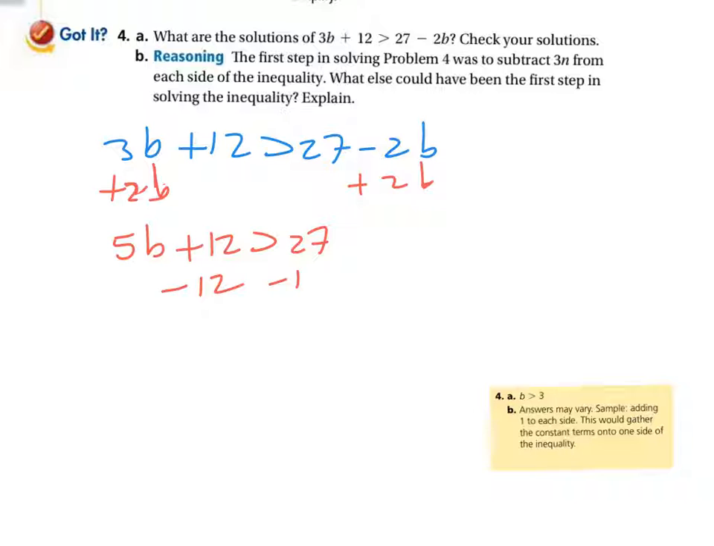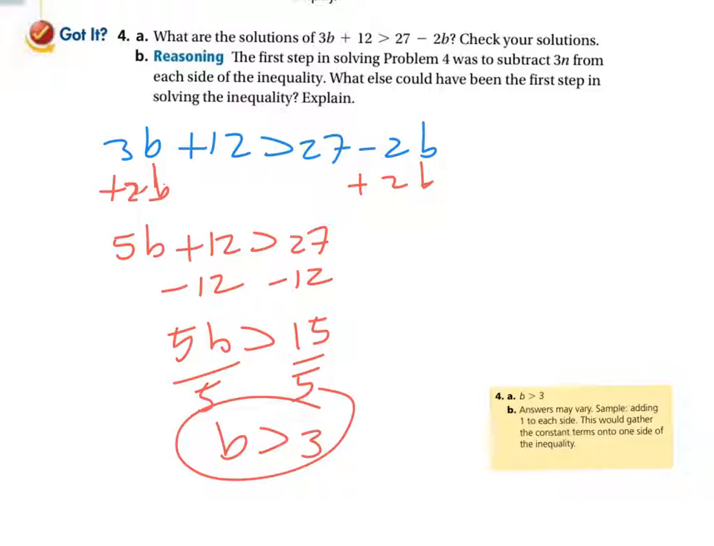Subtract the 12 from both sides. 5b greater than 15. Divide by 5. Again, dividing by a positive, no need to flip anything. b is greater than 3. And you can check 0, check 3, check 5, whatever works for you.